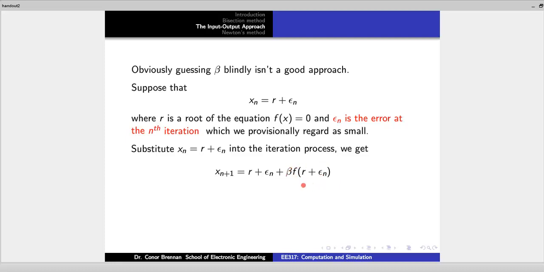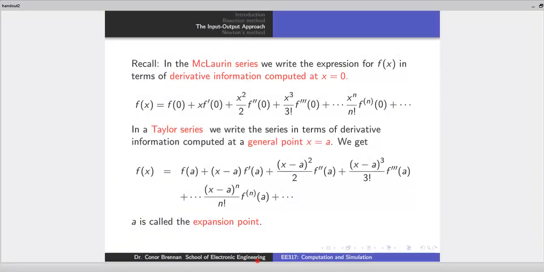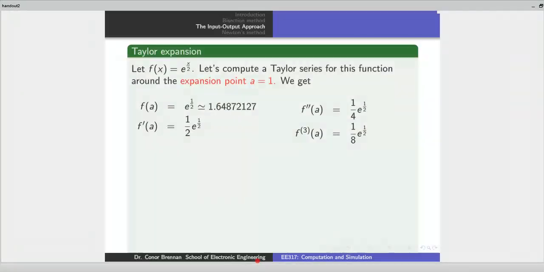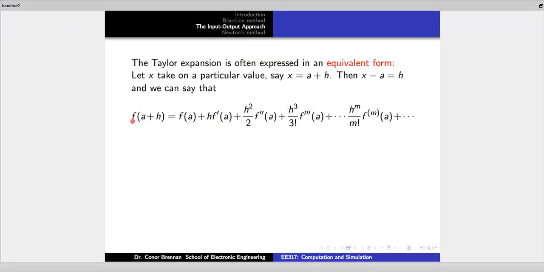Now the problem is we want to choose beta, which means we've got to do something clever with this term here. The problem is we don't know r, we don't know epsilon n. So how can we write down something clever about this term if we don't know r and we don't know epsilon n? Well, what we can do is we can use the Taylor series. And the Taylor series does the following. Let's skip through the example. We did this last Tuesday, so I won't do all this again. But the Taylor series enables us to take a function evaluated at an input close to a. Here is some input a. Here is a plus h.